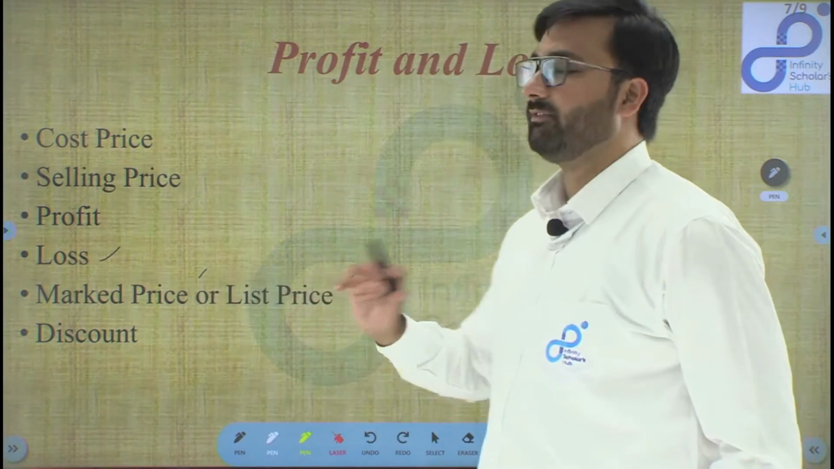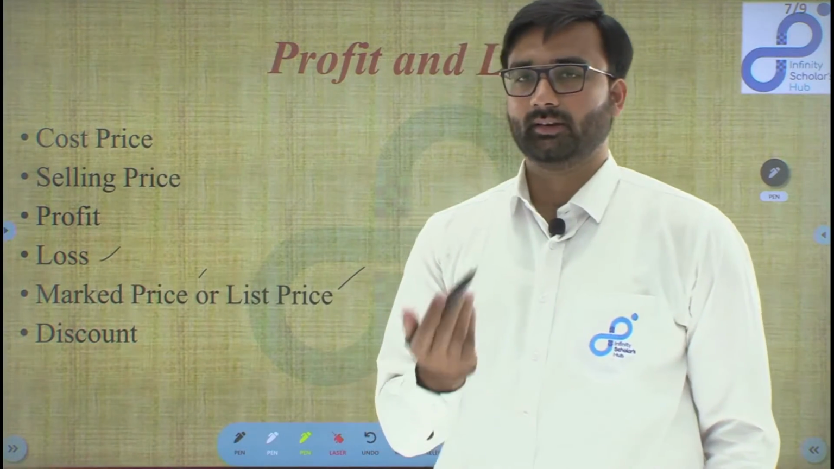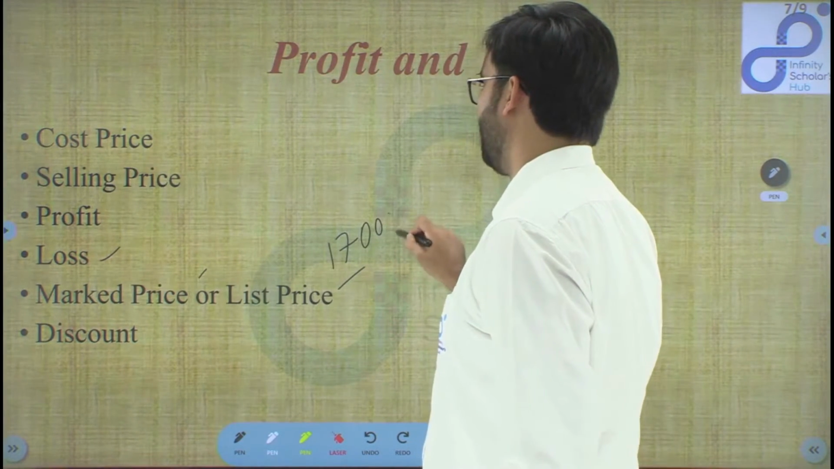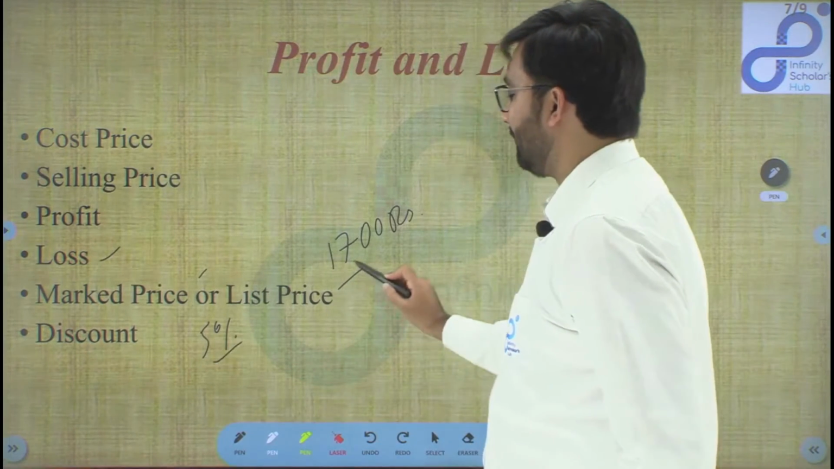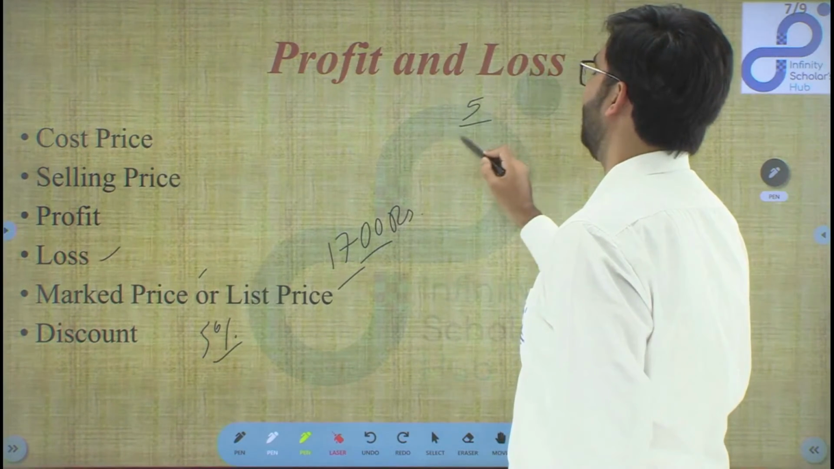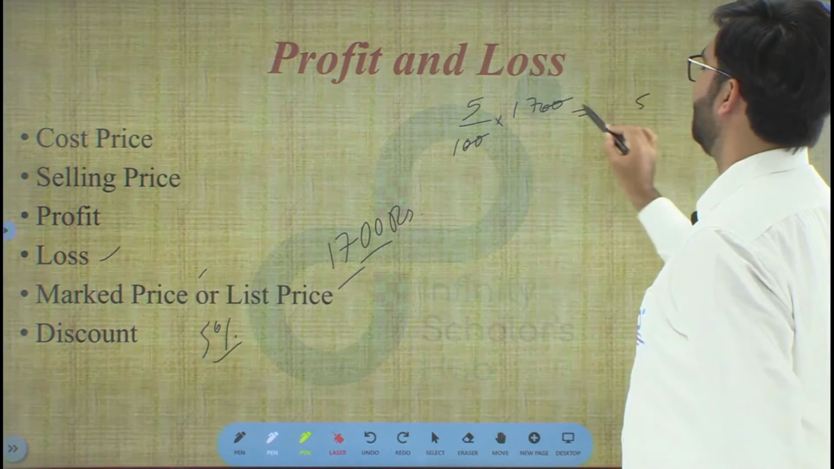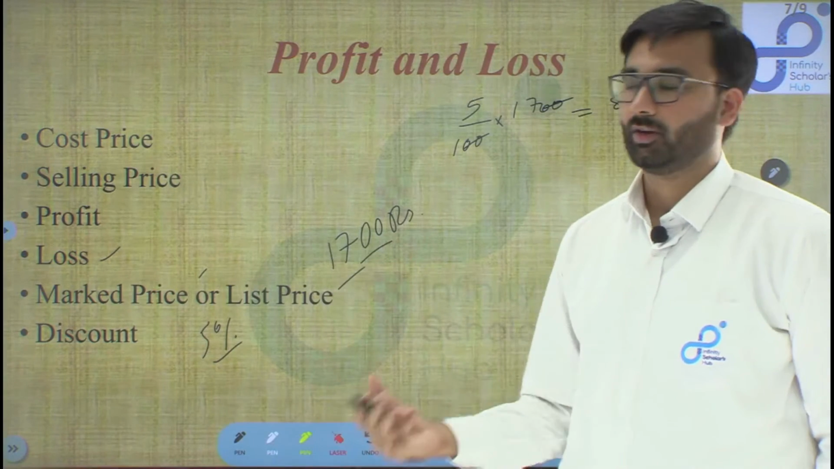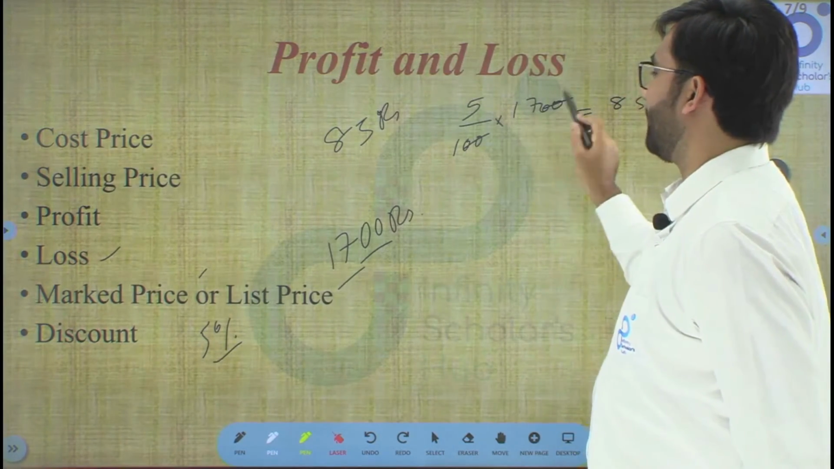And discount is something which we apply on mark price or list price. So we come to know what is the discount. Say for example, if the price of a jeans is 1700 rupees and the discount given is 5%. So we will first calculate 5% means how many rupees that is. So we will find out 5% of 1700. So 5 upon 100 multiplied by 1700. So that means 17 into 5, so it will be 85 rupees. So that particular shop is giving a discount of 85 rupees.